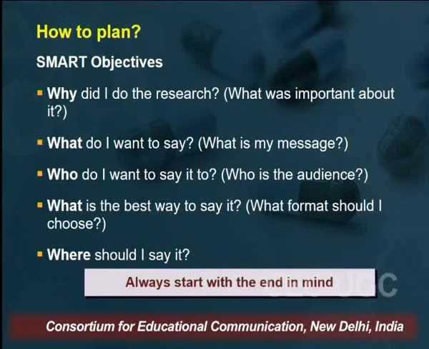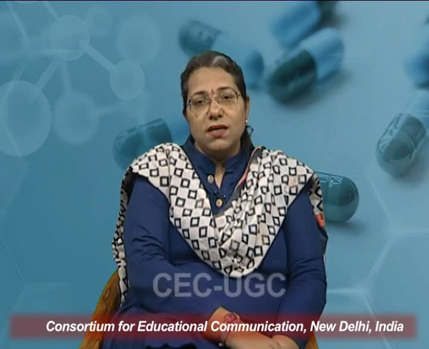And then who do I want to say it to, that is, who is your audience, and what is the best way to say it, which format should I choose? Should I choose a systematic review or narrative review or a primary research article or a commentary or an editorial? What kind of method do I want to adopt to send my message, and where should I say it? That is the journal selection, where I am going to publish it, and always start with the end in mind. So you have to first answer all these questions before you actually start writing.